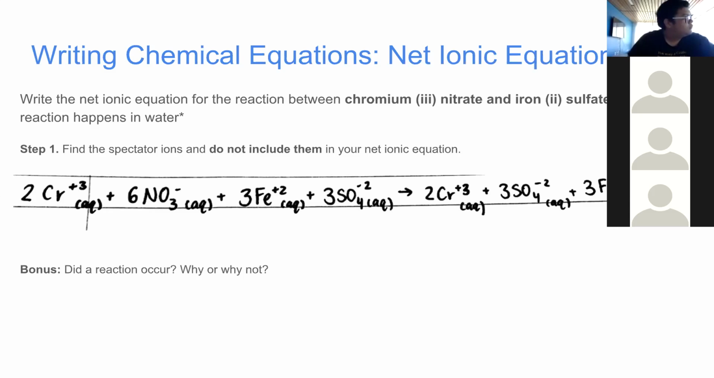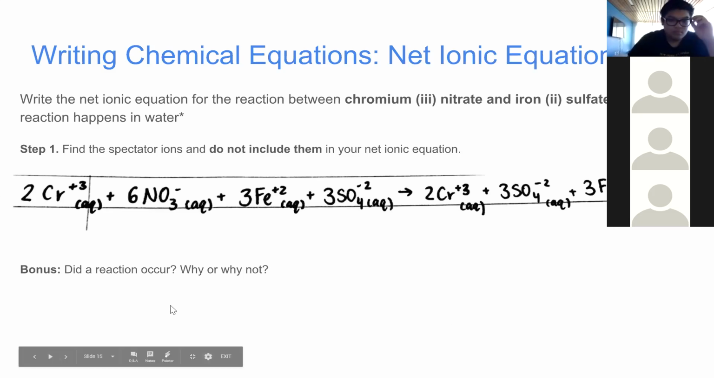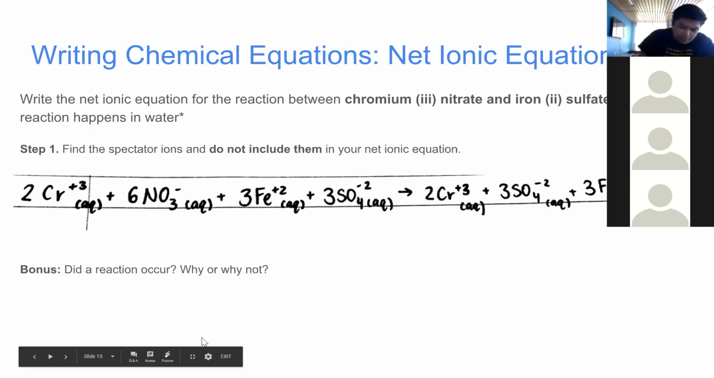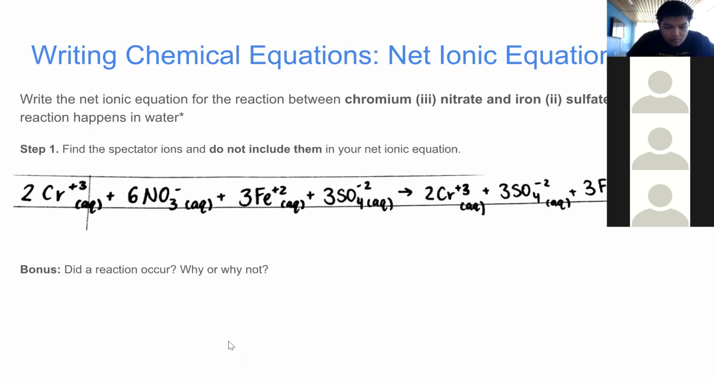chemical reaction. So in this case, there were no spectator ions because this side of the equation matched exactly on this side of the equation. So for this scenario, our net ionic equation will be the same thing as your total ionic equation. But a little bonus question is, did a reaction occur, and why or why not? So please open the chat and discuss, or please answer the question and explain why.